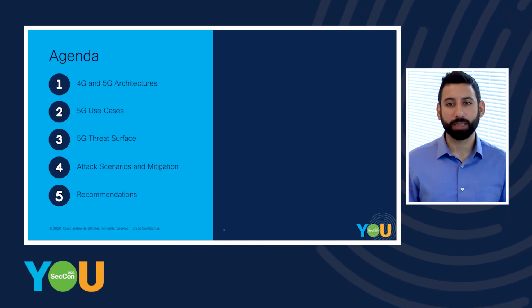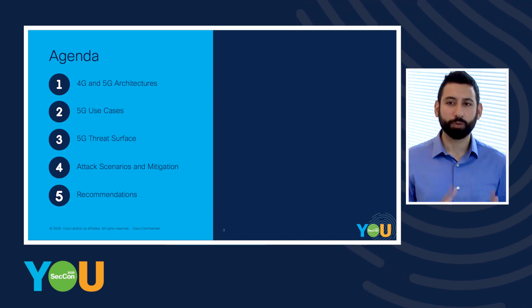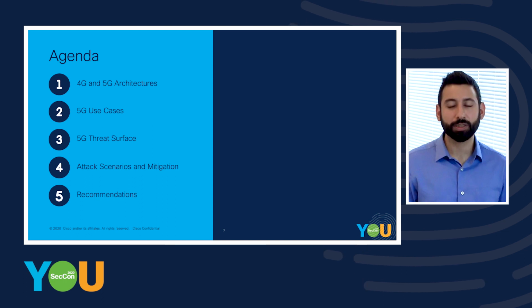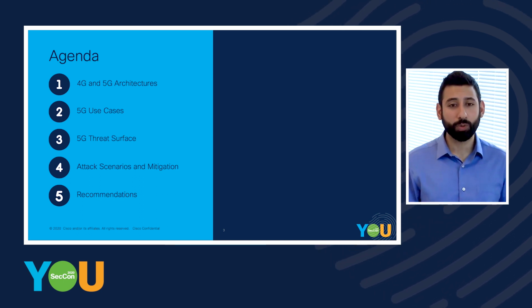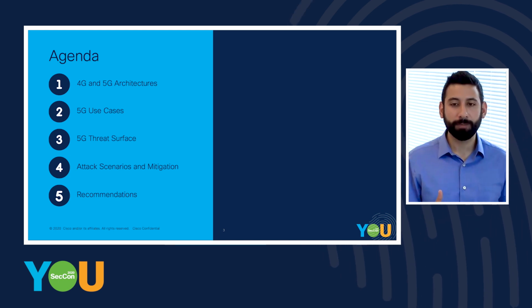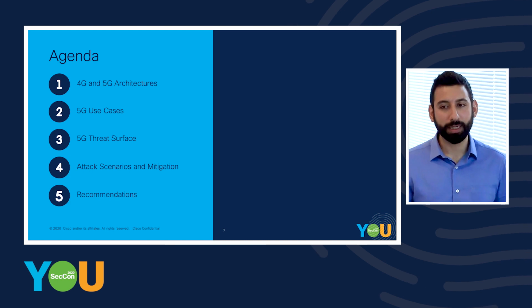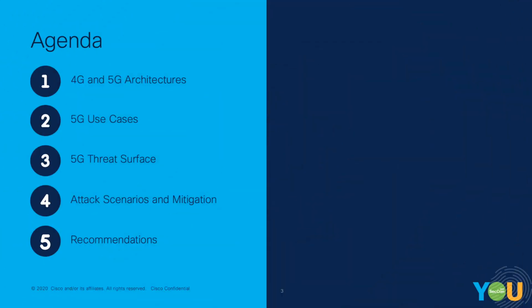Understand that there is a varying background of people who are joining this session. So I'm going to start with 4G and 5G architecture basics, and the difference between the two. We're going to quickly go through the use cases and the 5G threat surface, and then we're going to spend a lot of time on the attack scenarios and mitigations. That is what will build up to the final slide, which is the recommendations.